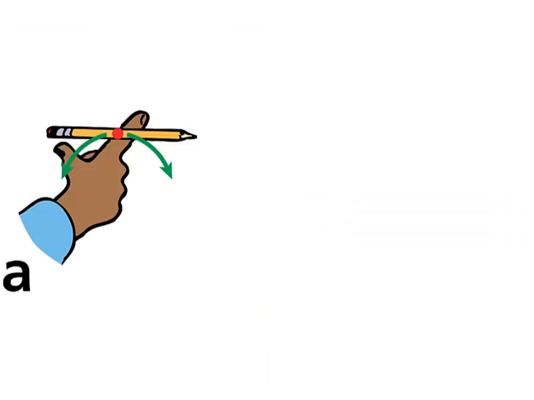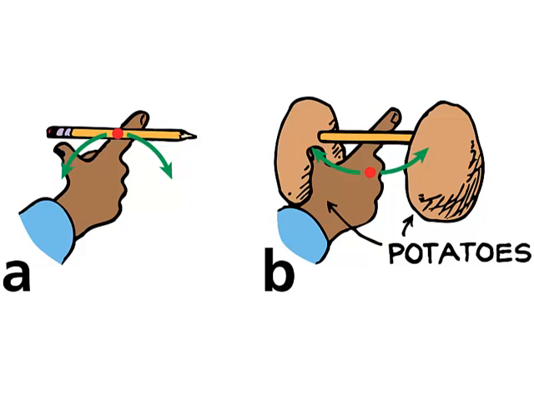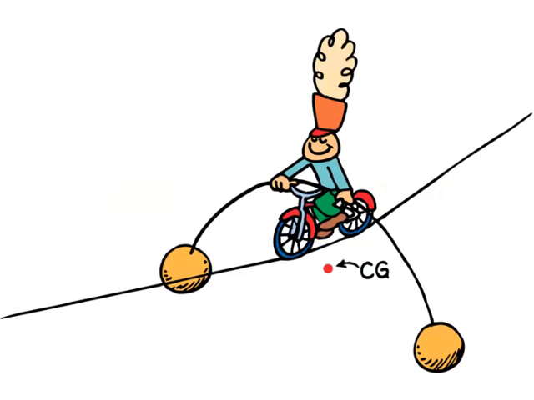The horizontally balanced pencil is in unstable equilibrium. Its CG is lowered when it tilts. But suspend a potato from each end, and the pencil becomes stable because the CG is below the point of support and it's raised when the pencil is tilted. The toy is in stable equilibrium because the CG rises when the toy tilts.